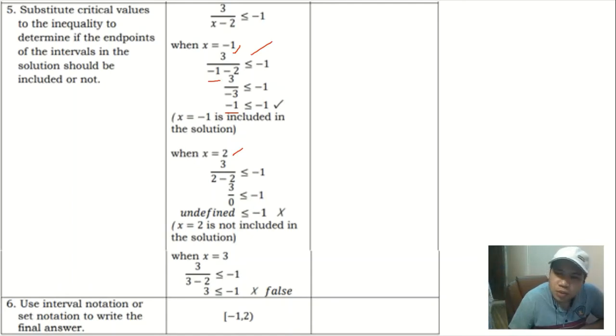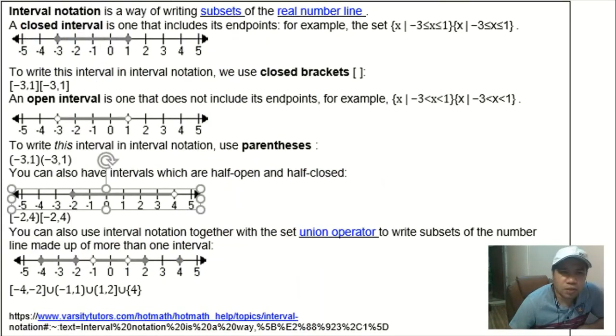Then, how about 2? Let's try to substitute 2. 3 divided by 2 minus 2, nag-0 siya. So, undefined tayo doon. Hindi siya solution. Kaya, ang mangyayari is, since solution yung negative 1, square bracket. Pag hindi solution or hindi siya tatama doon sa 2, parentheses. Saan naman nakuha itong idea na to? So, try to take note of this one.